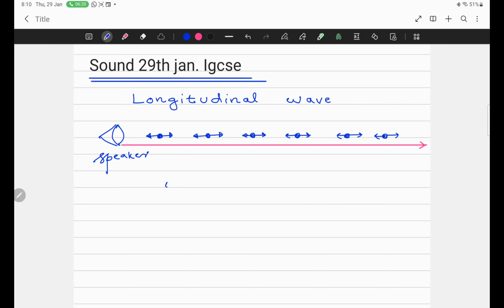So the keyword is, sir, when particles of the medium vibrate parallel to the wave. I am not writing the proper definition because I will send you my notes in which all definitions are properly written, so I am explaining only the keyword. When particles vibrate parallel, it is called longitudinal wave. And when particles vibrate perpendicular, it is called transverse wave.